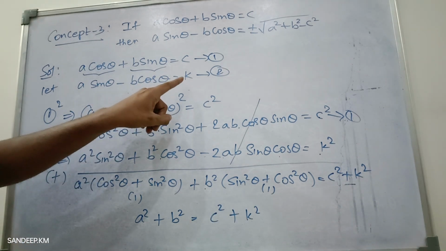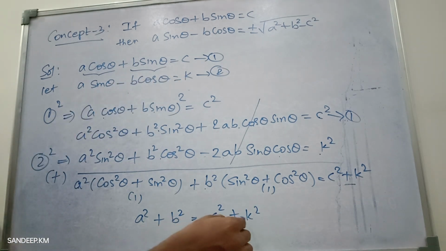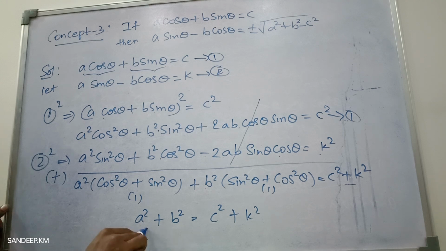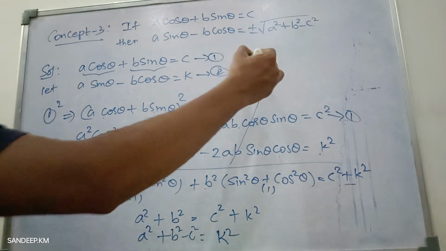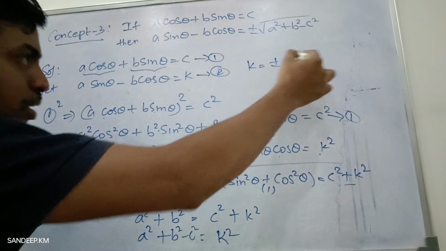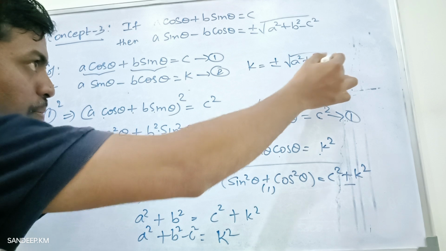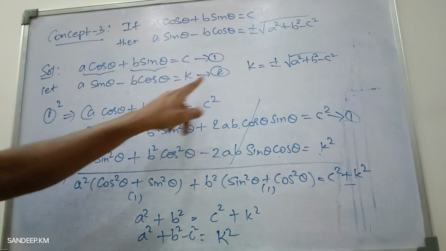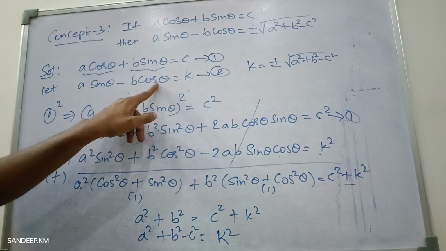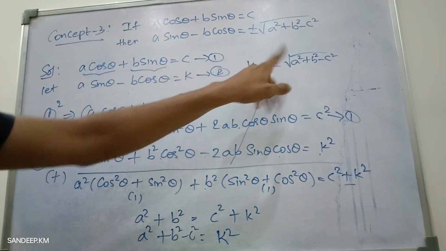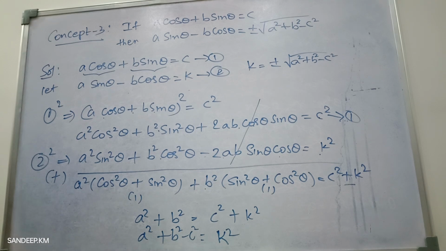You are determined to find the value of k, correct or not? So you can transpose c square to the left side. You will get a square plus b square minus c square is equal to k square. And from here, if you want to find k, take the square root to the right side. So you'll get k is equal to plus or minus root of a square plus b square minus c square. So therefore, dear students, a sin theta minus b cos theta is equal to k, which means plus or minus root of a square plus b square minus c square.